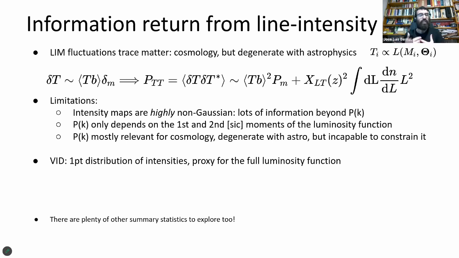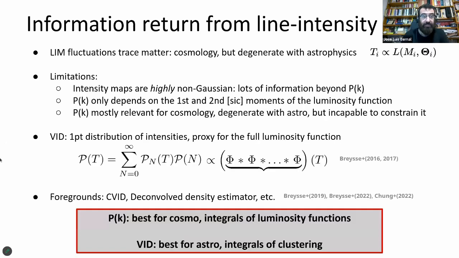Therefore, due to this degeneracy, it would be great to be able to break it with alternative summary statistics, as would be the case of the voxel intensity distribution, which is basically a proxy for the probability distribution function of measuring a given temperature in a given voxel, and this is a proxy of the full luminosity function. You can understand this probability as the sum of probabilities of having n emitters in a given voxel, which is a three-dimensional pixel, times the conditional probability of having a given temperature with those n emitters in that voxel. And this P_n of T is basically subsequent convolutions of the luminosity function.